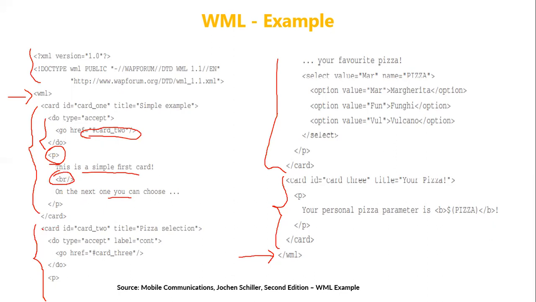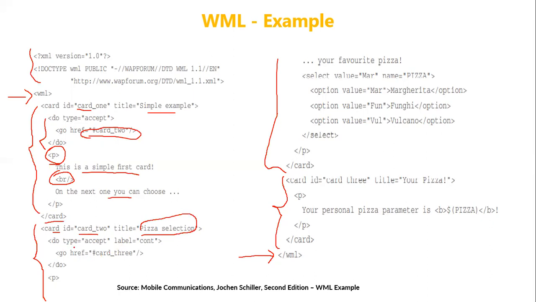Then this card ends here, and the next card starts. The first card ID is card 1, and its title is sample example, so it will display with the title sample example. The second card ID is card 2, and its title is pizza selection, so it will display as pizza selection.